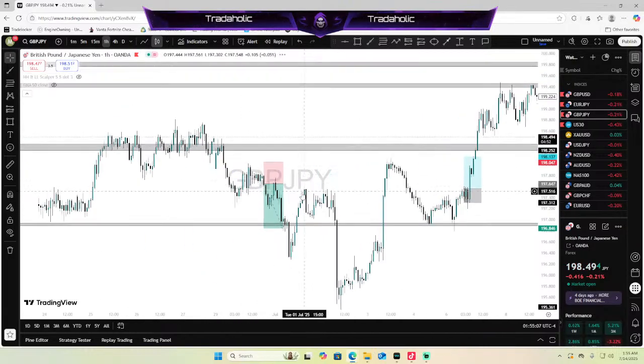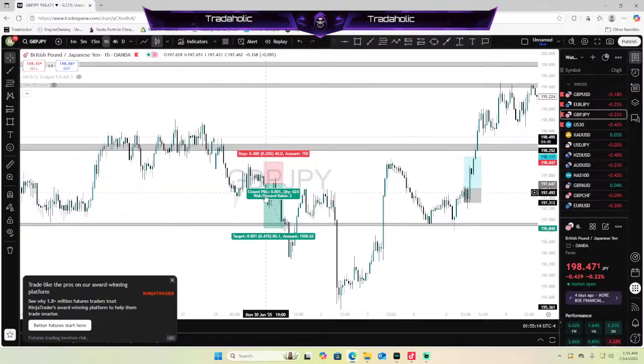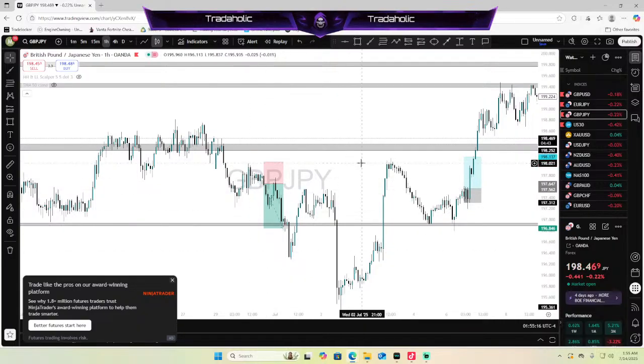This was a win over here. Again, my bias wasn't wrong. I was anticipating price to take out this low. This was a winning trade. After we took out this low, it made a new lower high. We eventually broke this lower high over here.